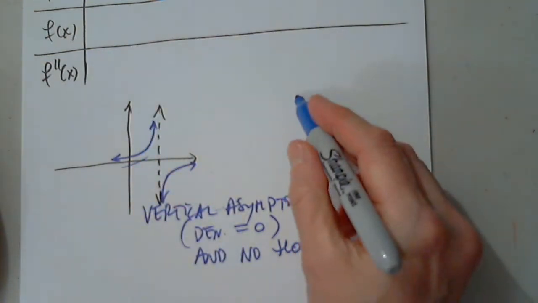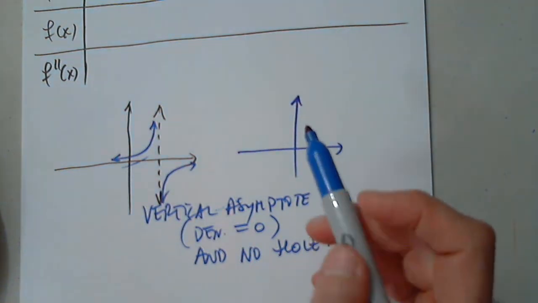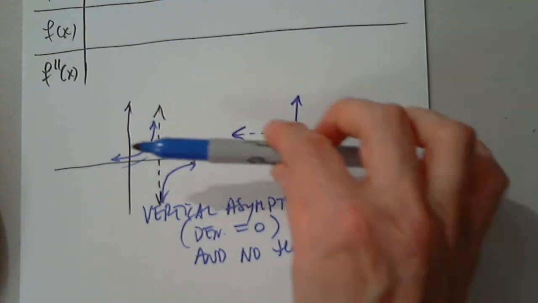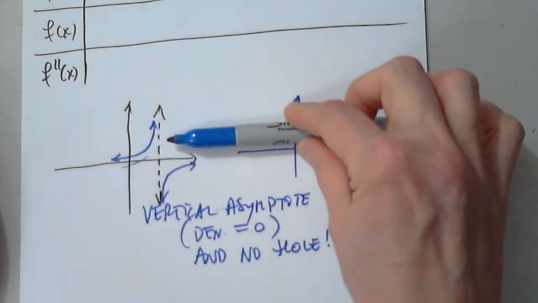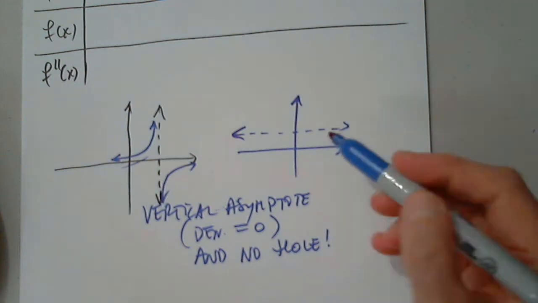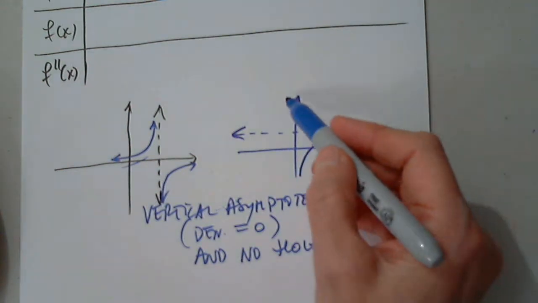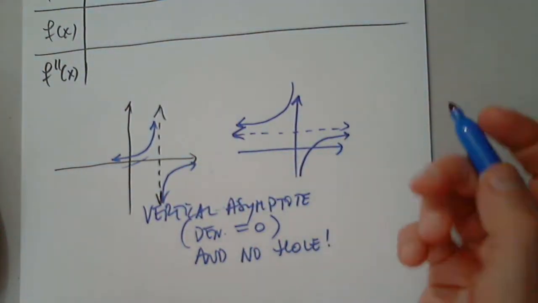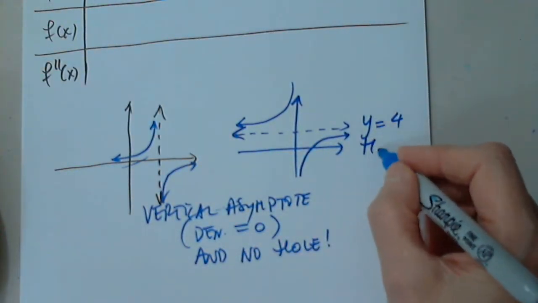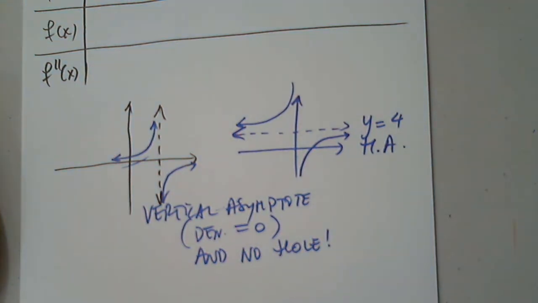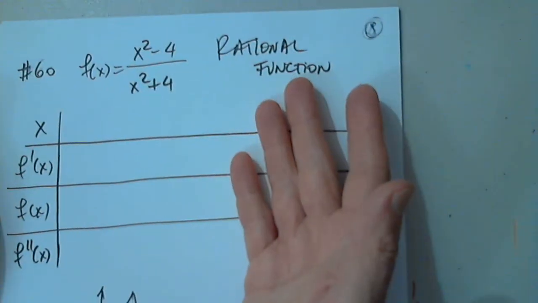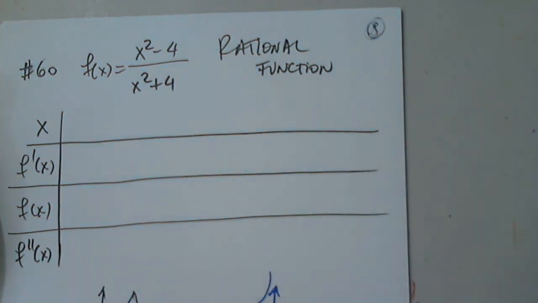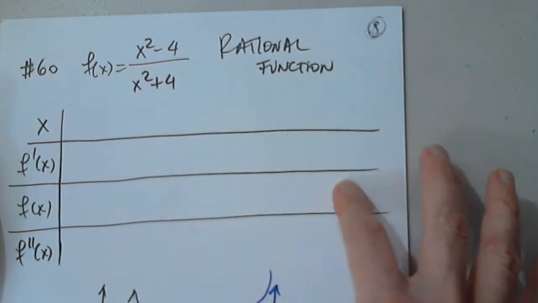Also, rational functions can have horizontal asymptotes as well. We will determine those, as we've done before, with the limits at infinity. So the function can do this and can do this, and then this is a horizontal asymptote. Let's say y equals 4, horizontal asymptote. This is in addition to everything we have to worry about: the first derivative, second derivative, signs, critical numbers, x and y intercepts, and so on.